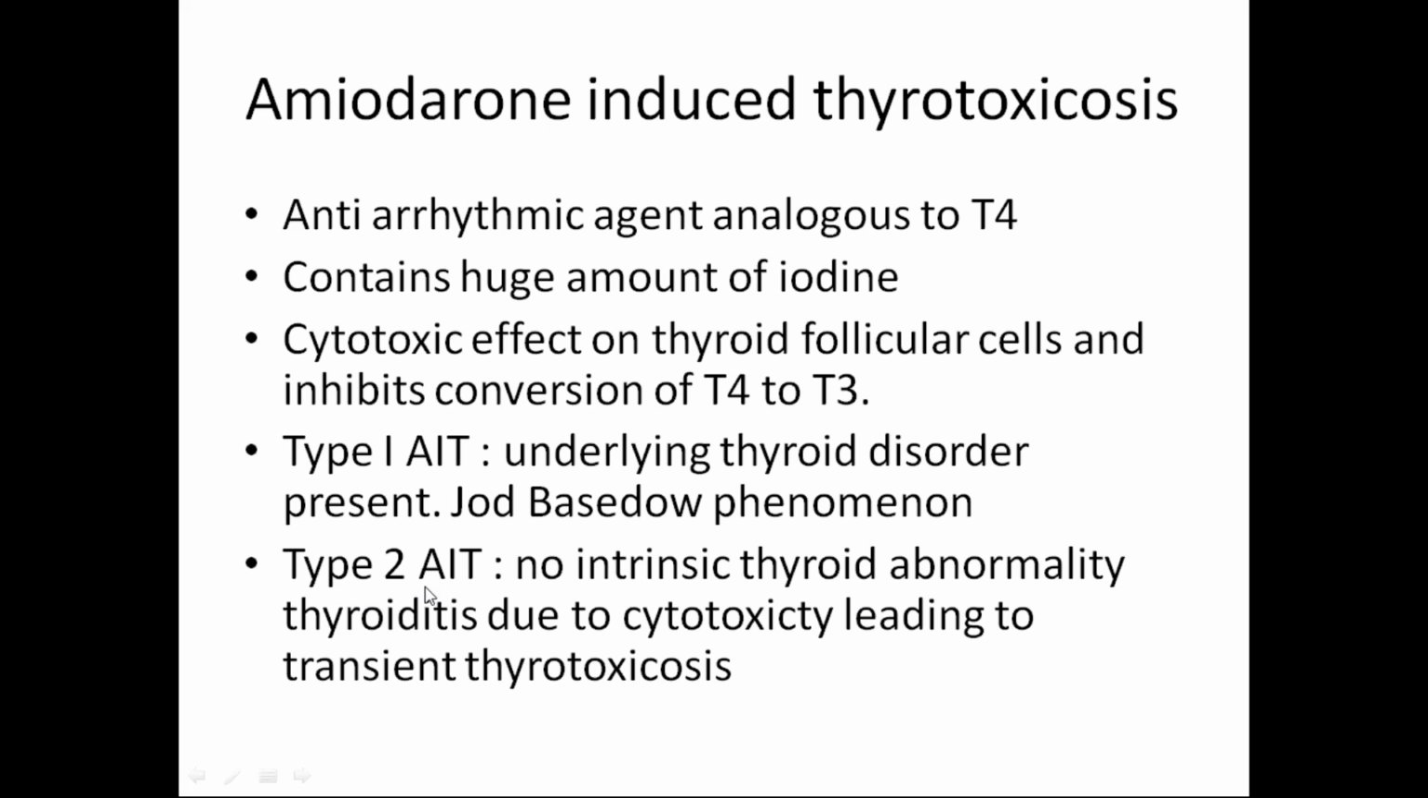Then in type 2, there is no intrinsic thyroid abnormality. The thyroid is absolutely fine, but it causes thyroiditis due to the cytotoxic effect we have discussed, leading to transient thyrotoxicosis, which will resolve. So this is the basic mechanism of amiodarone on the thyroid gland.